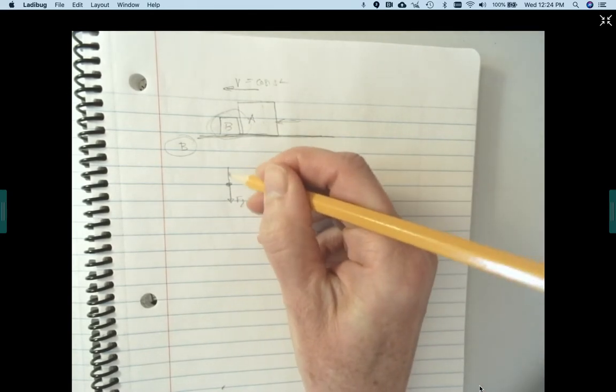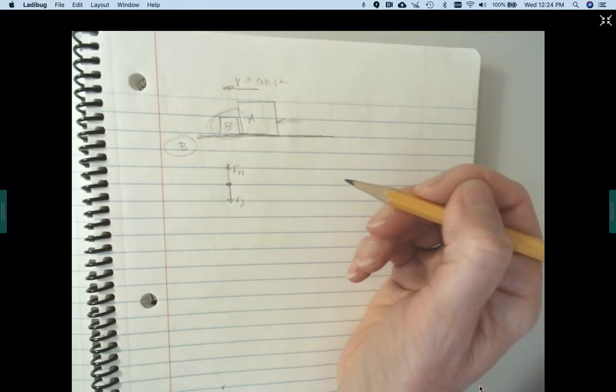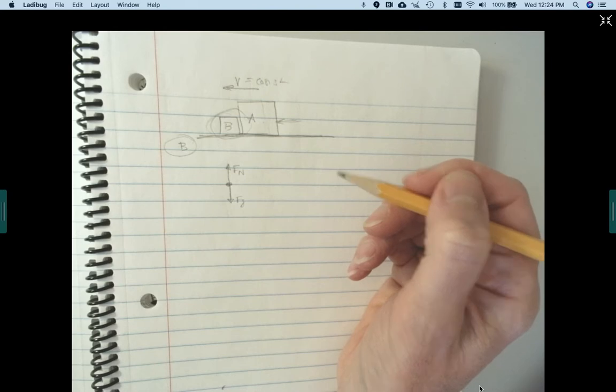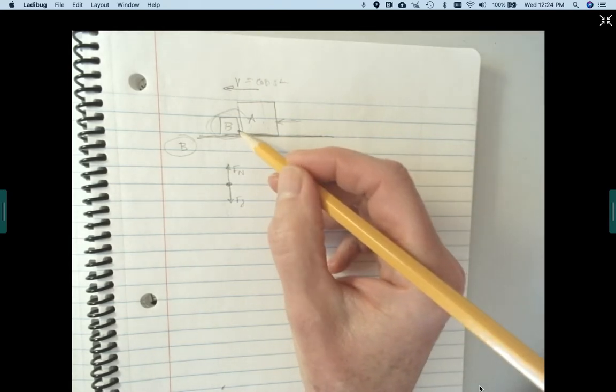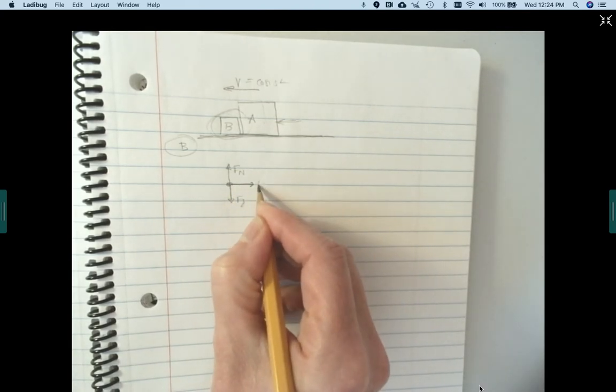And then there's a normal force. There's no acceleration in the y direction, so those two are equal. Okay. And then I know there is going to be some friction that's resisting the motion of B. So I'm going to put that this way, force of friction.